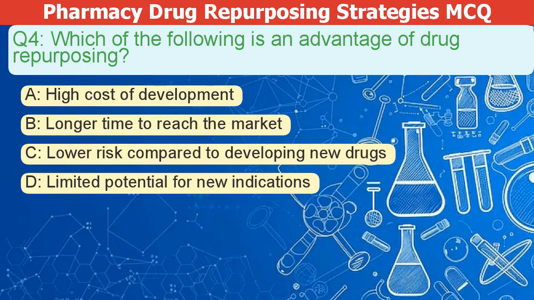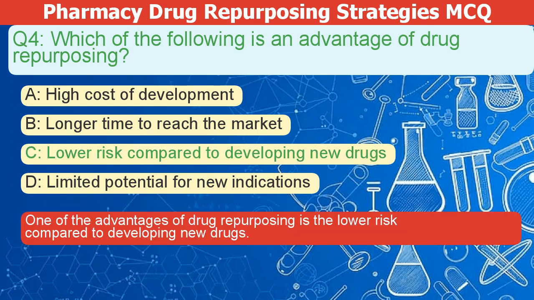Which of the following is an advantage of drug repurposing? A. High cost of development. B. Longer time to reach the market. C. Lower risk compared to developing new drugs. D. Limited potential for new indications. The correct answer is C. One of the advantages of drug repurposing is the lower risk compared to developing new drugs.